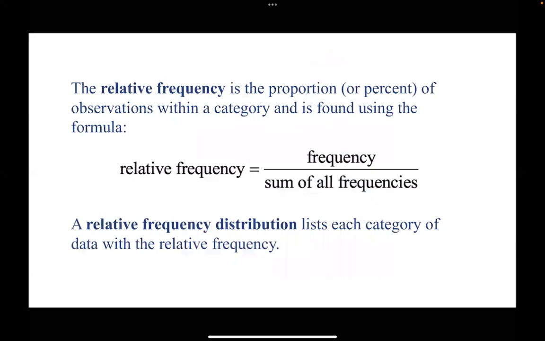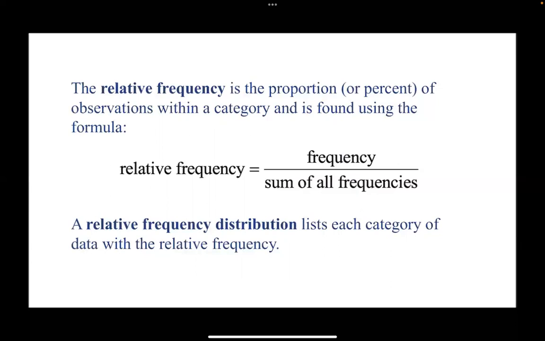So relative frequency. We use relative frequency because if I have two different bags of M&Ms, they're probably not going to have the exact same number of M&Ms in them. So if we convert them to relative frequency, then we find the proportion or percent of each color, and it's easier to compare two things that may not be exactly alike. So we're finding the proportion in each category.